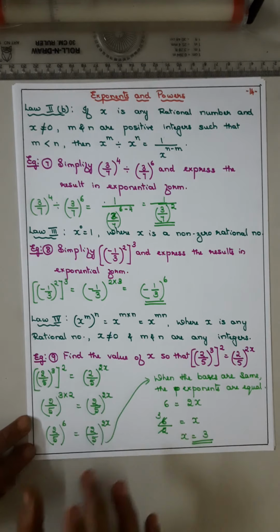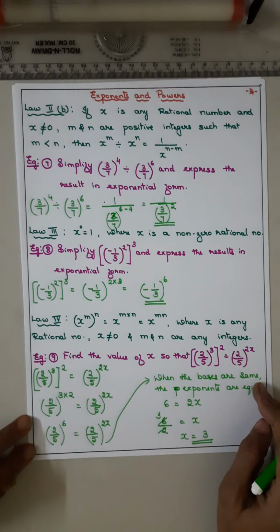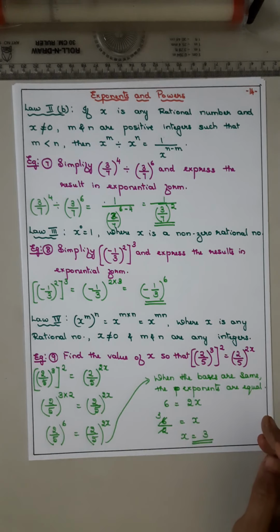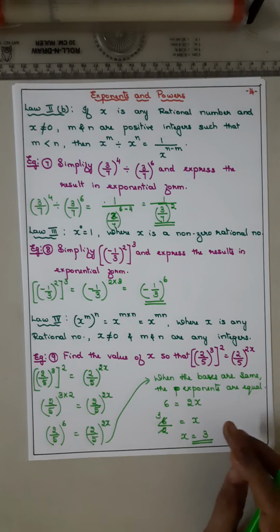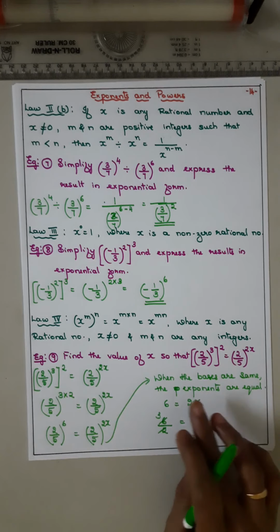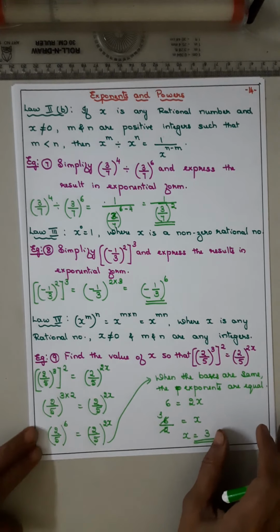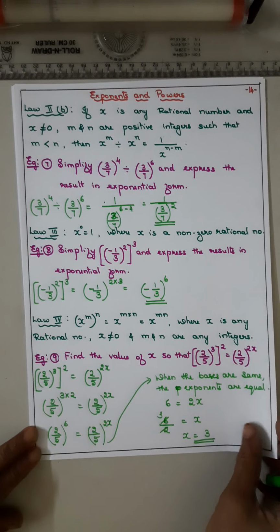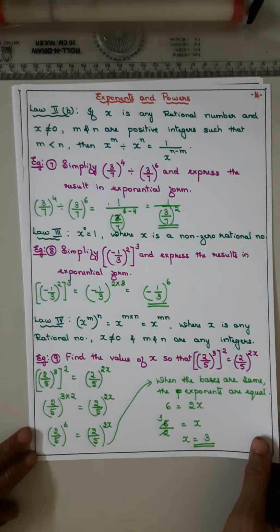So this was about example 9. First make the bases same on the LHS and RHS, then write this sentence: we equate the powers. Such a sentence also comes as: when bases are same, we equate the powers. Otherwise, when the bases are same, the exponents are equal. So that was about example 9.